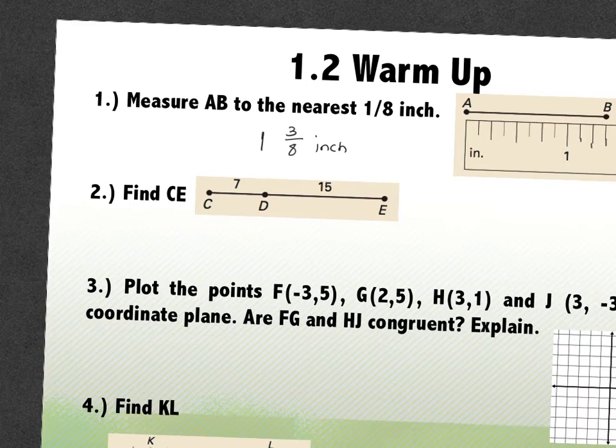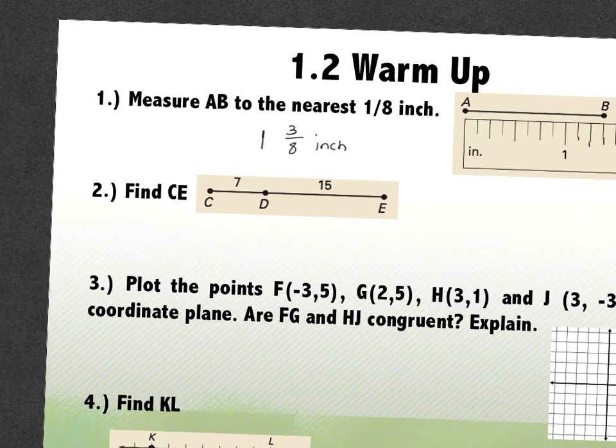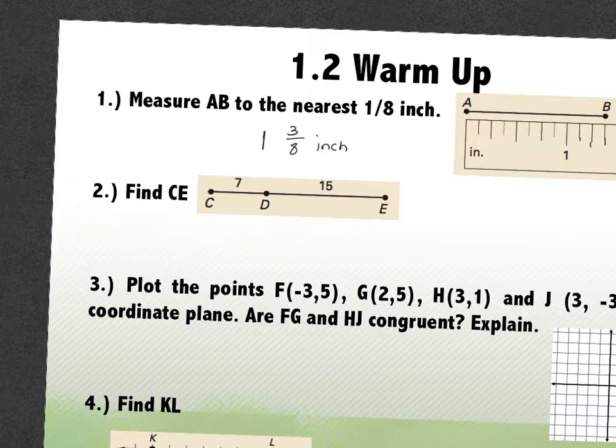Number 2 says find CE. How do you find CE? Good. You guys know this stuff. It's like common sense, right? But if you think about it in geometry terms, you're actually using the segment addition postulate to take those two parts and add them together. And 7 plus 15 is? See how smart you are?